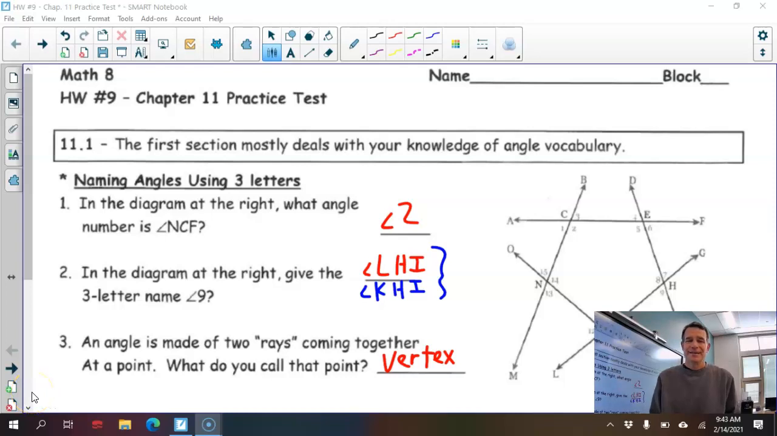Hey, Math 8. I am going to go over the Chapter 11 practice test. I hope this gets you ready for the test we're taking this week on Chapter 11.